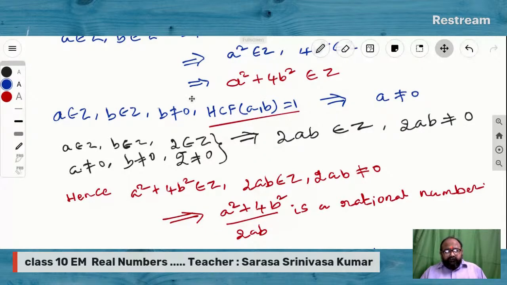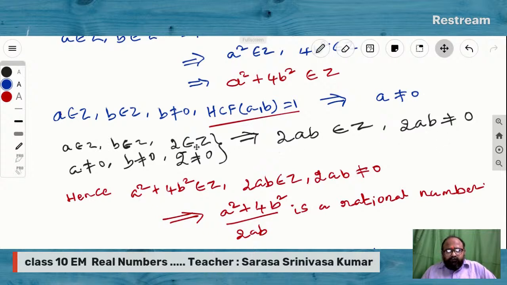So by all this, we get that a is not equal to 0. Why do we get a is not equal to 0? We have mentioned that a and b have highest common factor equal to 1. If a is equal to 0, then we cannot get the highest common factor equal to 1. So a should not be equal to 0. This is the condition. Now we prove that 2ab is also an integer and 2ab is not equal to 0.